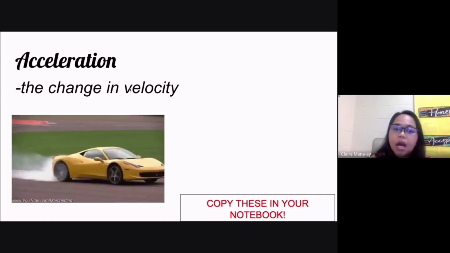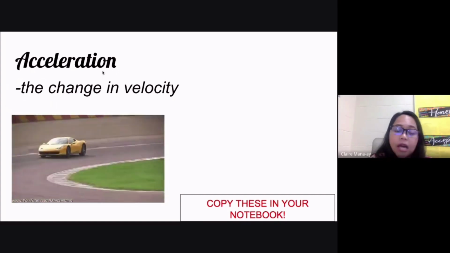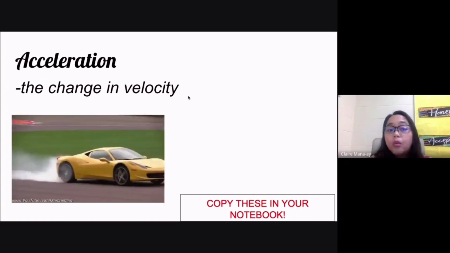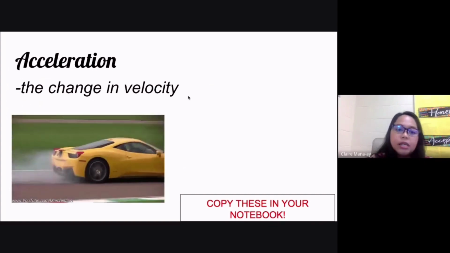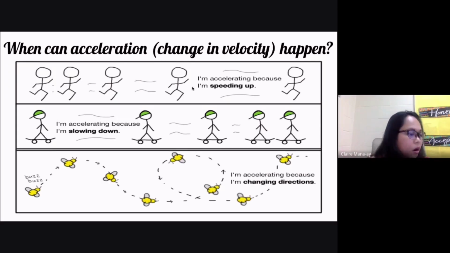Now remember, we said velocity is speed with direction. So that means acceleration is the change in speed with direction, because of course acceleration is the change in velocity. Now, the next slide here asks you a very important question. It says, when can acceleration or change in velocity happen? These are the three important conditions through which acceleration may happen. There's speeding up, there's slowing down, you'd call that deceleration, and of course, there is a change in direction.